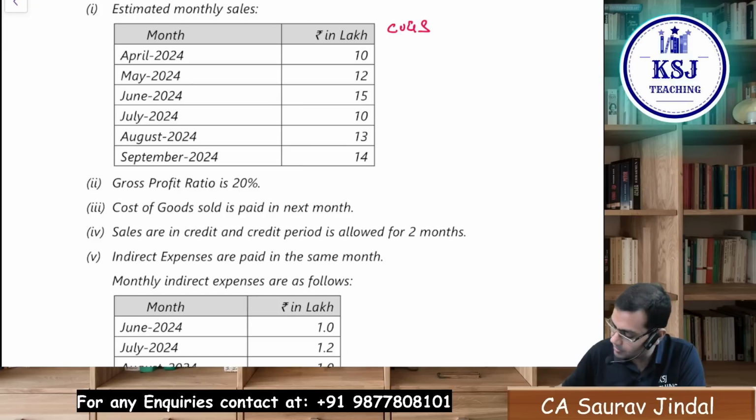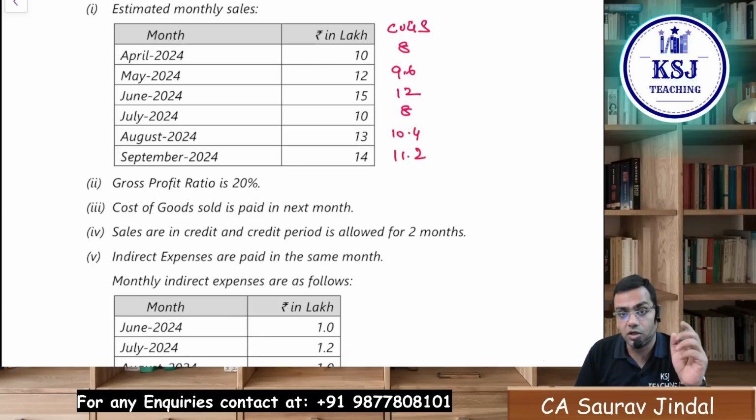That is 10 minus 20%. That will be 8. Right? 12 minus 20%. That will be 9.6. 15 minus 20%. That will be 12. Right, so 10 minus 20% will be 8. 13 minus 20% will be 10.4 and 14 minus 20% will be 11.2. This is the cost of the goods sold.